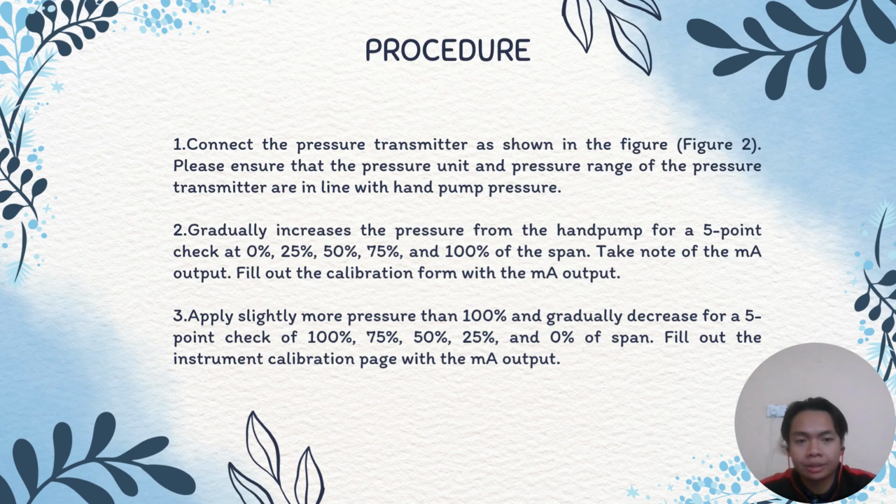Take note of the mA output. Fill out the calibration form with the mA output. Next, apply slightly more pressure than 100 and gradually decreases for a 5-point check of 100%, 75%, 50, 25, and 0% of the span. Fill out the instrument calibration page with the mA output.